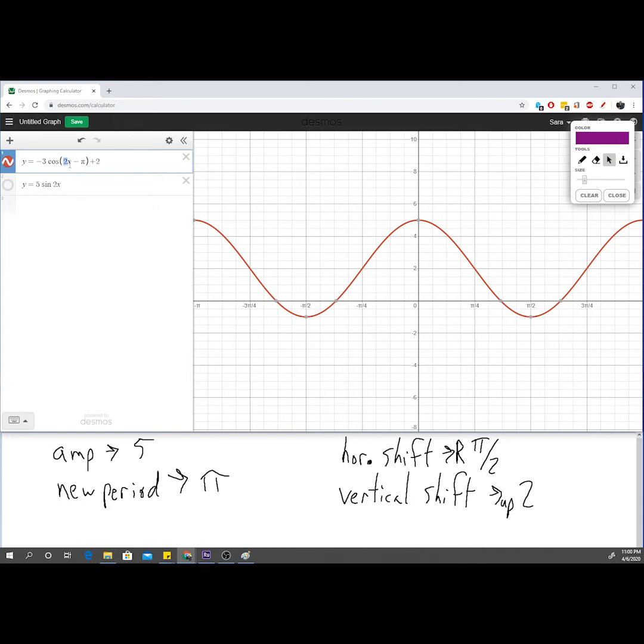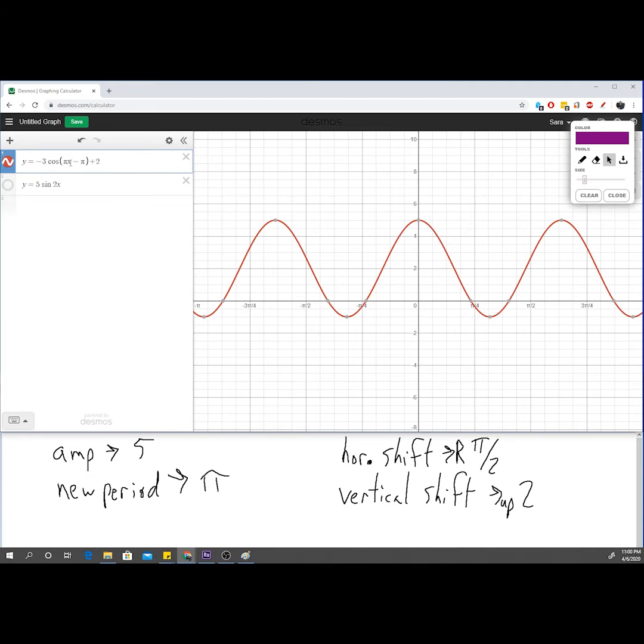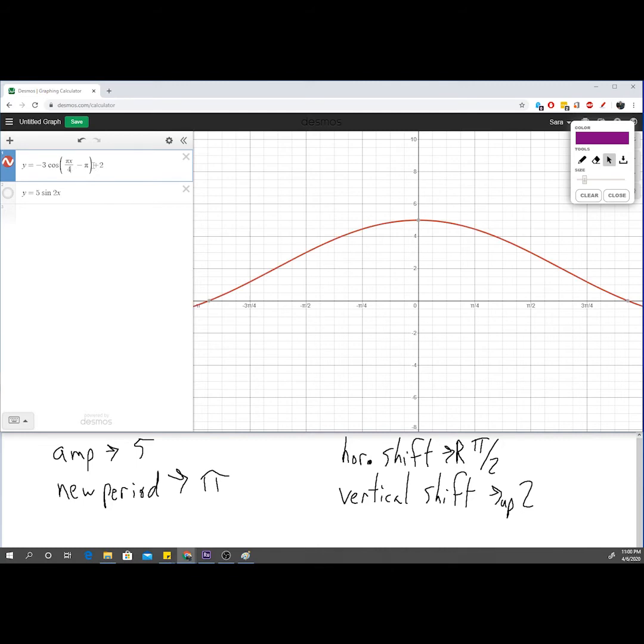I'm going to say pi over 4. Let's move it to the left by, I'm going to move it to the left by pi over 4. And let's move it down 3. Alright, so you can kind of see where this graph is already.